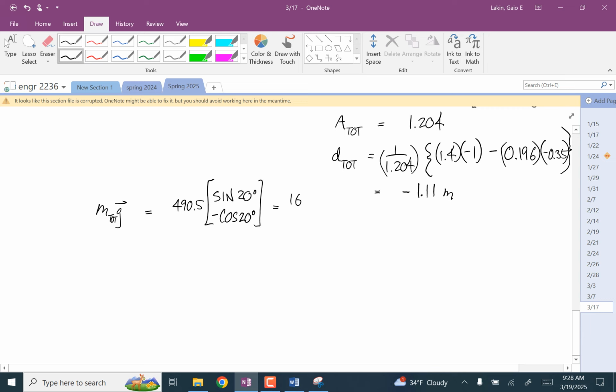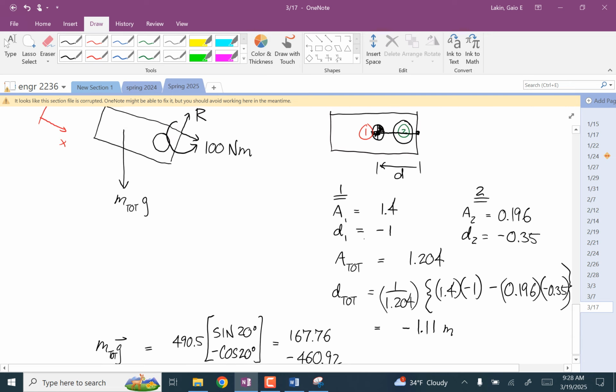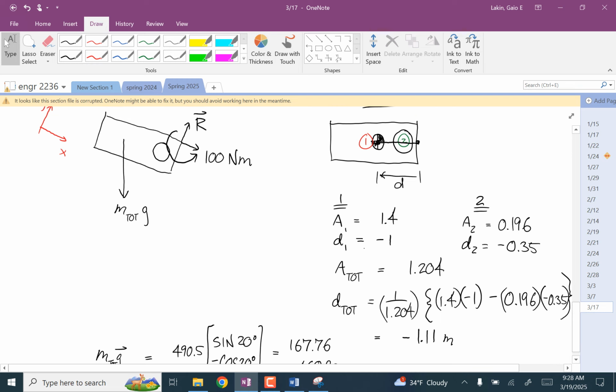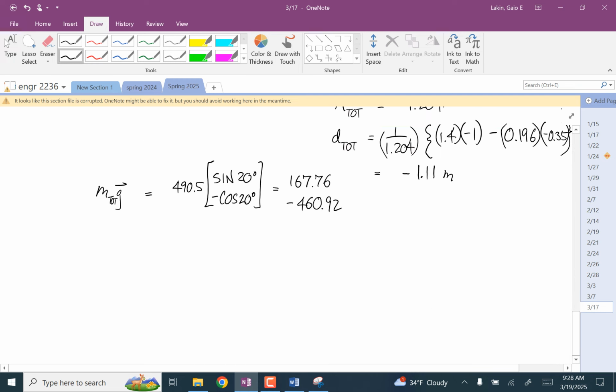So 167.76, negative 460.92. Okay? So now we can go to step 4, do this table.